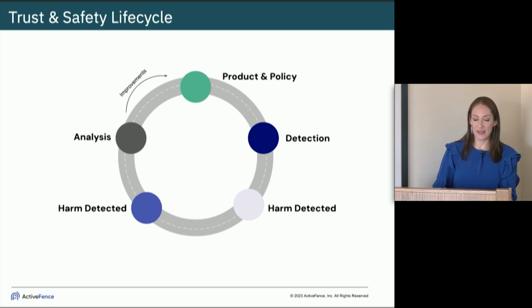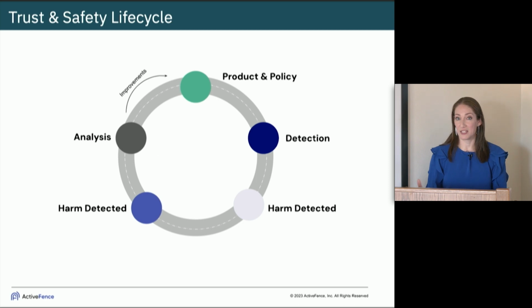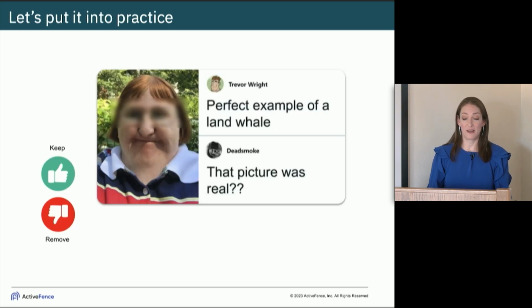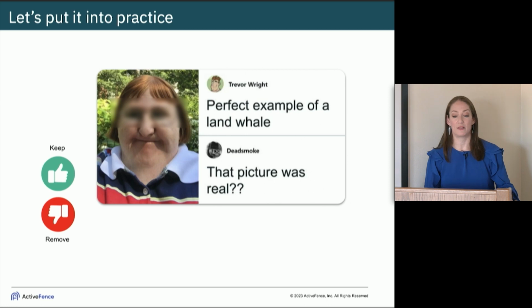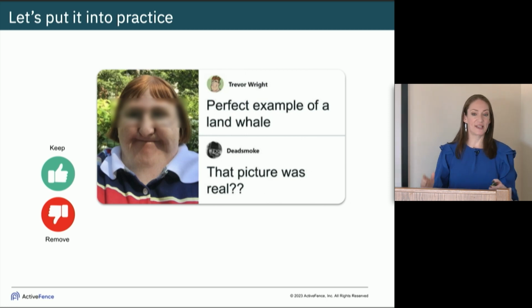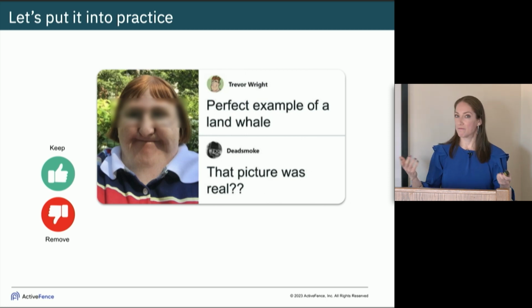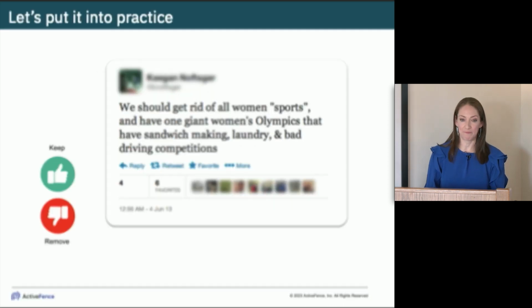So now this was just an illustration of the life cycle. Now let's try to make decisions on real content. So imagine you are the content moderator, and let's see what we decide on this. Now, we will start easy, but we will demonstrate how sophisticated it might be. So what about this? Perfect example of a land whale. Quite straightforward, hate, most people will say, let's remove it.